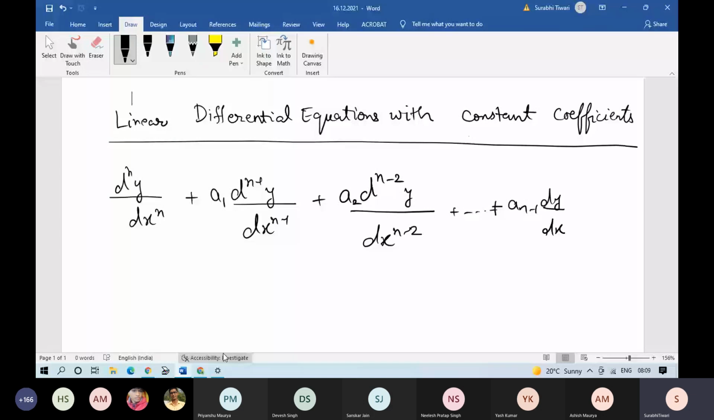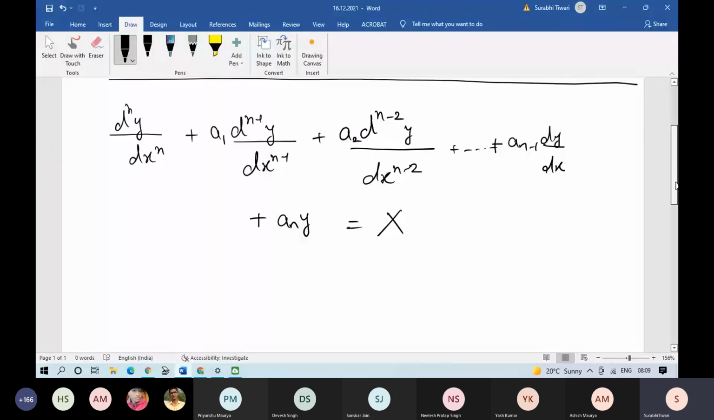Plus an y is equal to capital X. Okay. So now this type of equation is called a linear differential equation with constant coefficients, because the derivatives are linear terms, and they are multiplied by constant coefficients. These a1, a2, a(n-1), an are constants.